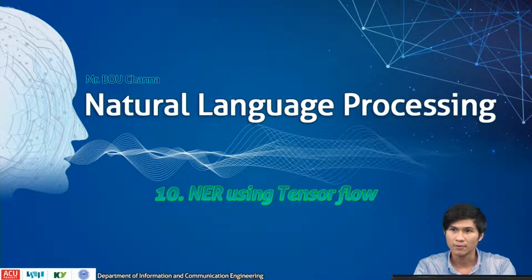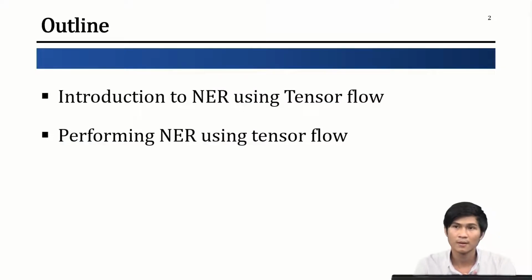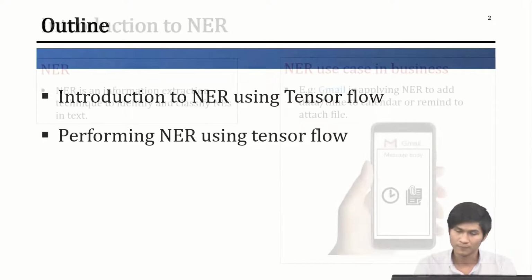And today we will learn chapter 10. It is about named entity recognition using TensorFlow. And this is the outline of this lecture. We will briefly talk about the introduction to NER, which stands for named entity recognition, and how we use TensorFlow. And next, we will see how we can perform NER using TensorFlow.